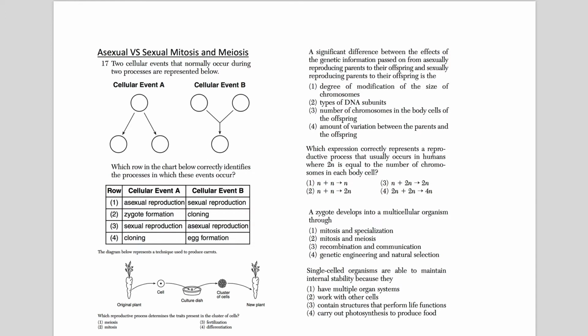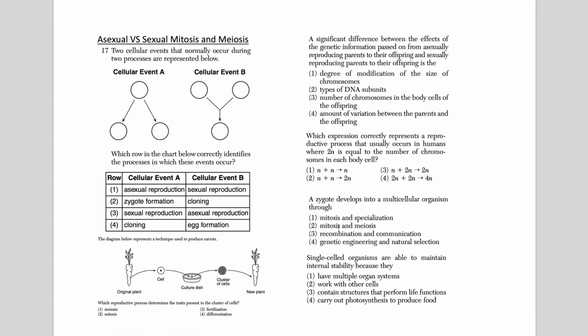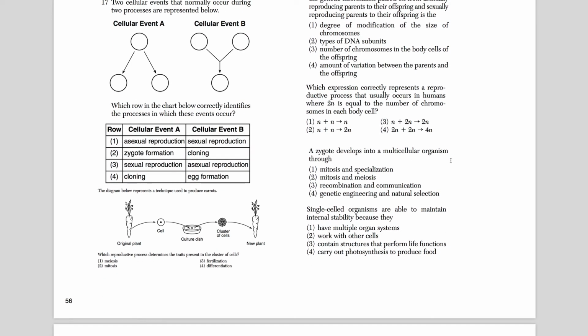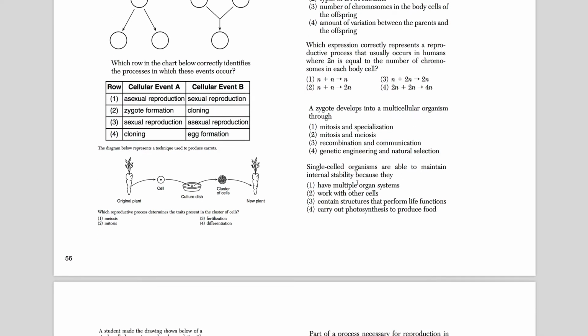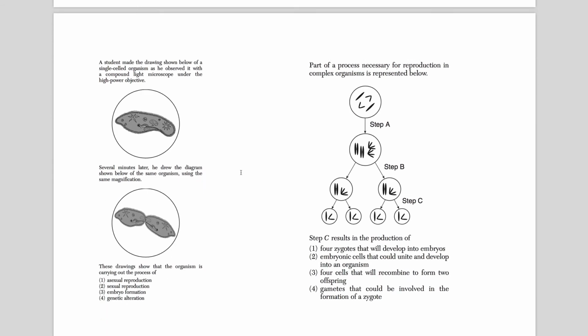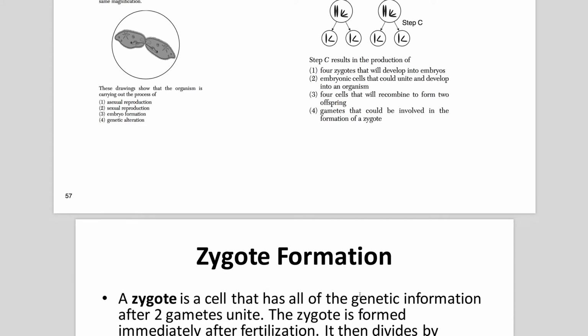Which expression correctly does the one where humans, where it's 2n, so it's n plus n equals 2n. Those are the sex cells that have half. A zygote becomes a multicellular organism through mitosis and specialization. It does mitosis, but it specializes. Single-celled organisms are able to maintain internal stability because the single cell contains structures, right? So the individual structures do the life functions. This is an example of a split. It's asexual. This is an example of mitosis, gametes that will be involved in the formation of a zygote.